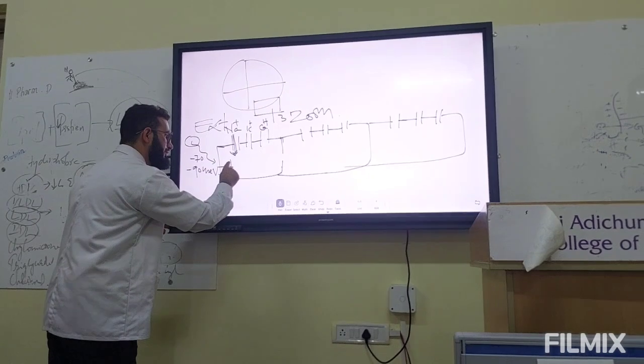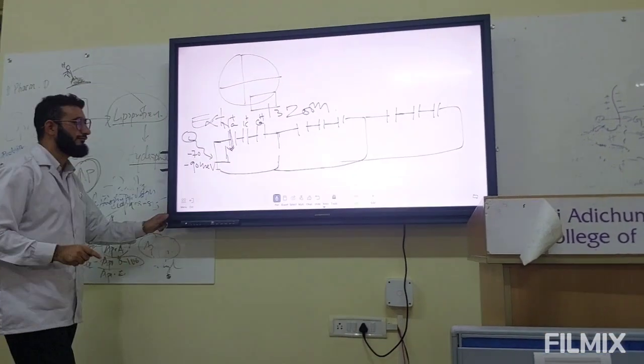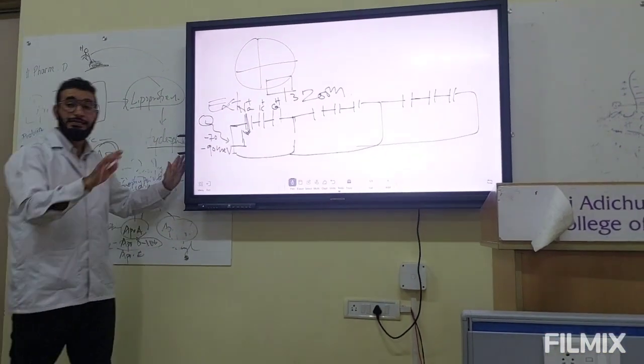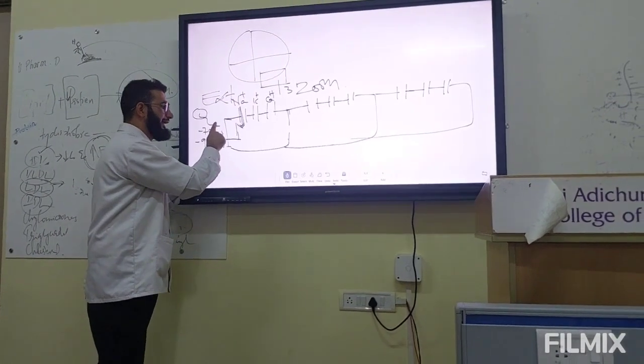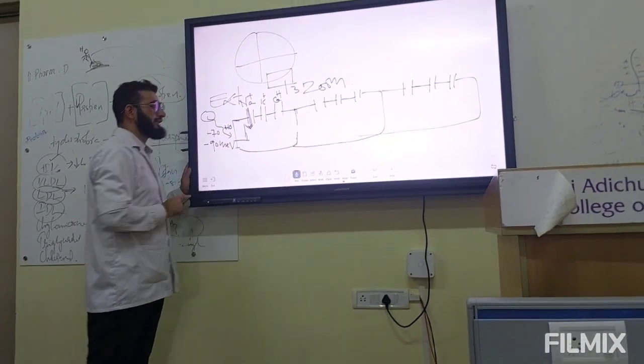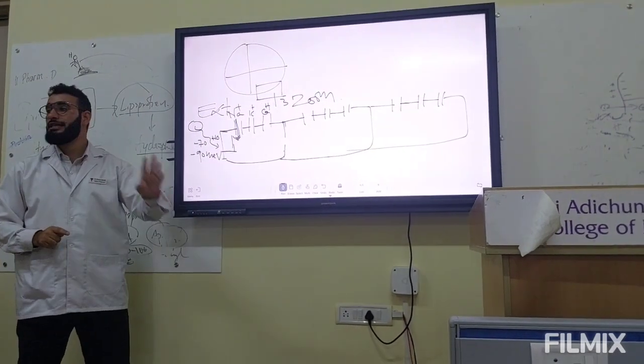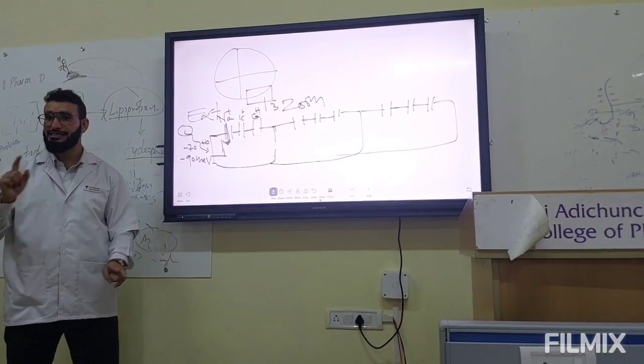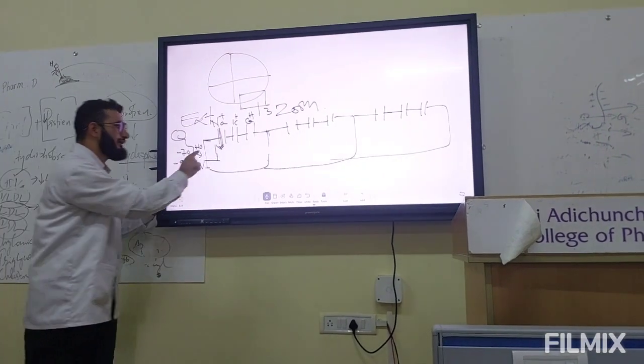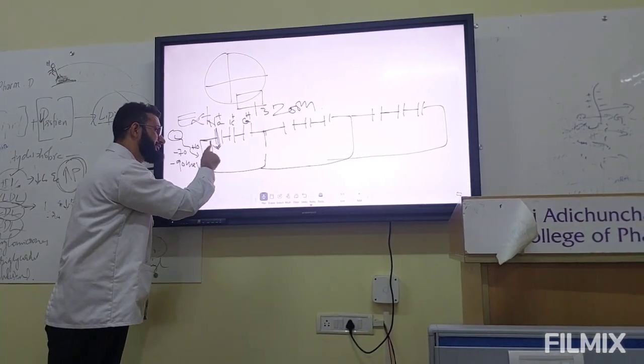So the depolarization is going to happen. It will eventually reach up to plus 10. When it reaches plus 10, this channel is stimulated because it's a voltage gated channel.